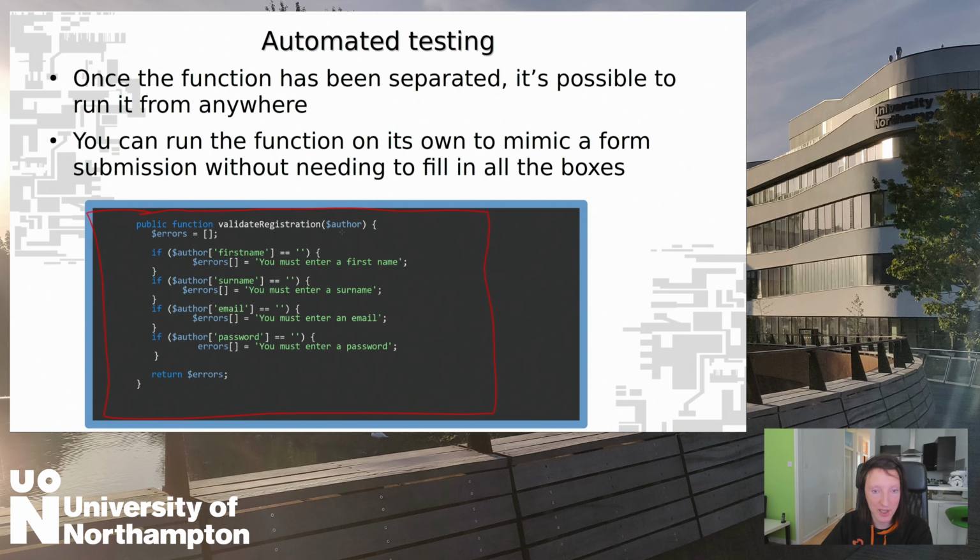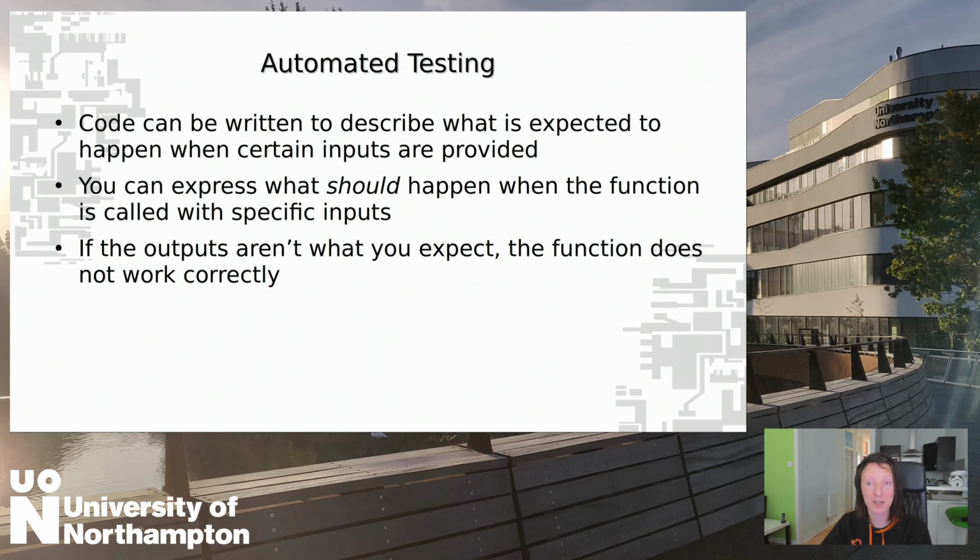And we can just pass in any old data we like at this point as test data and check to see if this code is working as intended. The way automated tests work is they describe what is expected to happen when certain inputs are provided. So they'll say that when the username is left blank, it should return this particular error message. If the username and the password are left blank, there should be 2 error messages, and so on. So we can express what should happen if the function is working correctly.